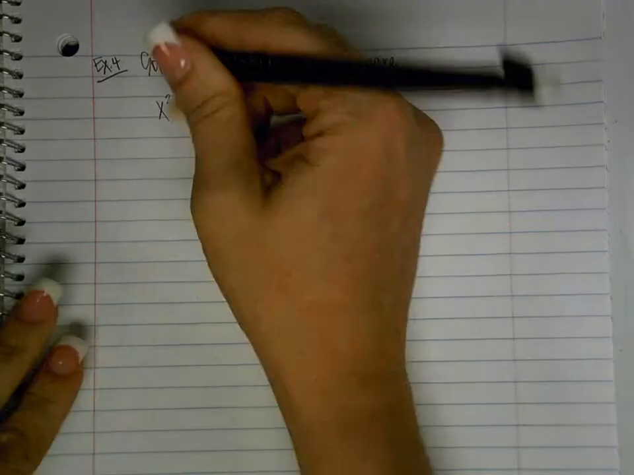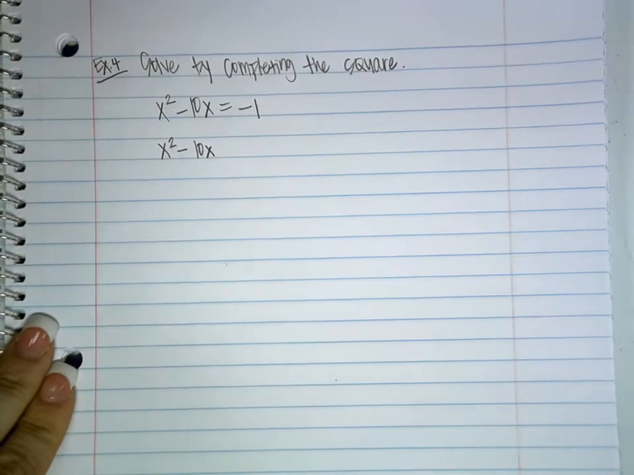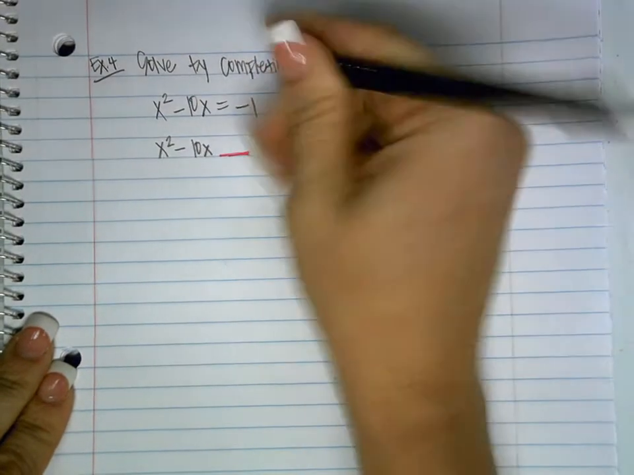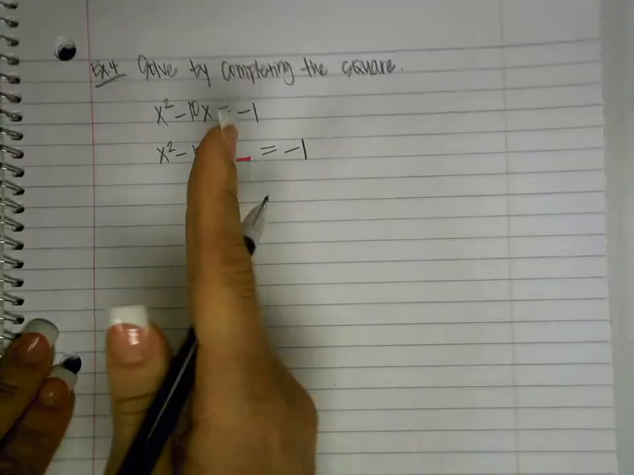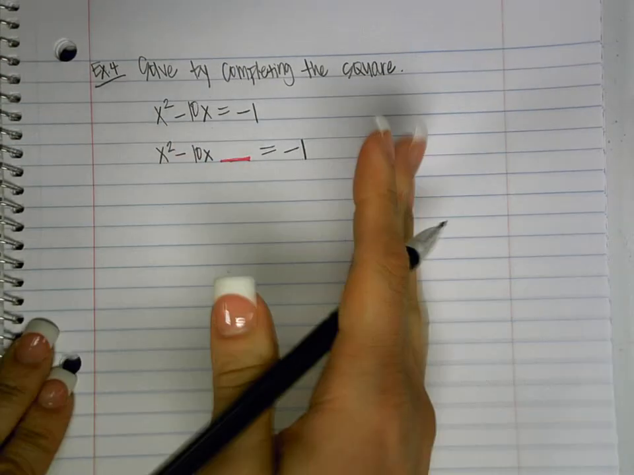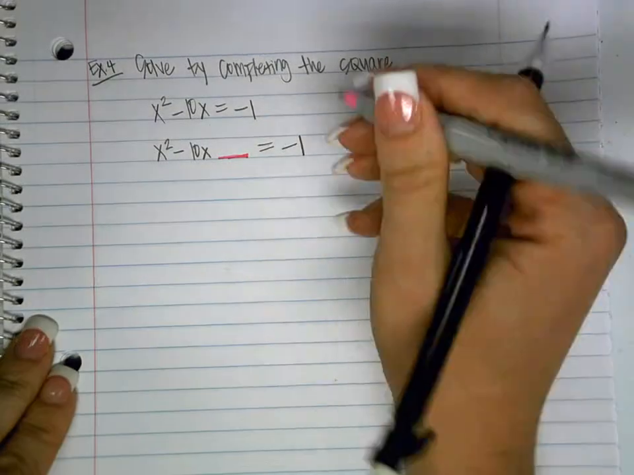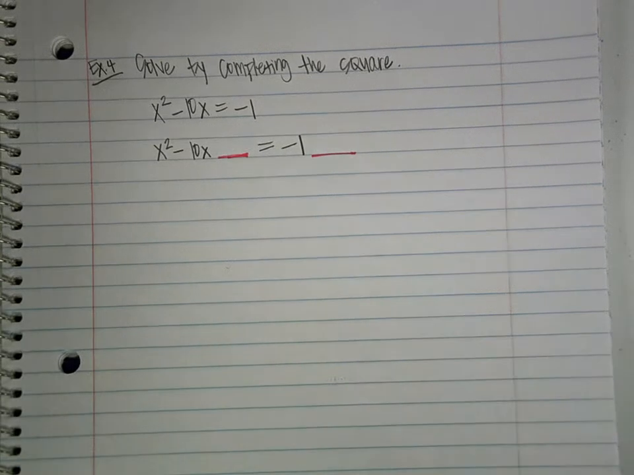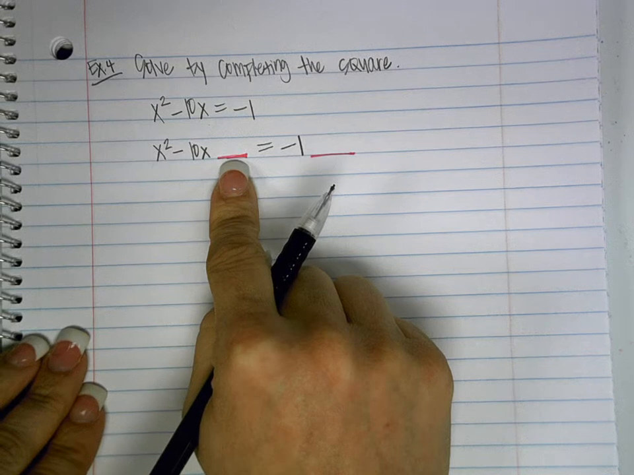The first thing you want to do here is create a space. So x squared minus 10x, and we're going to fill in our c value, equals negative 1. Now, if I add something to one side, what do you think I have to do to the other side? Add it to the other side. You have to create a balanced equation. So if you add something to one side, you have to add it to the other side. So we're going to find our c value. How do I find that c value?